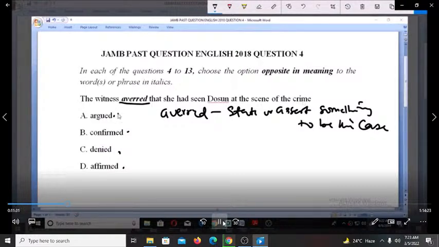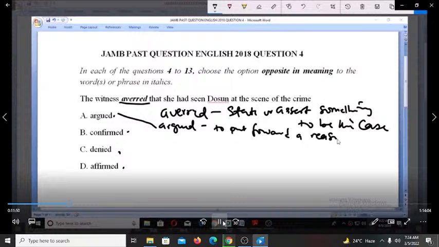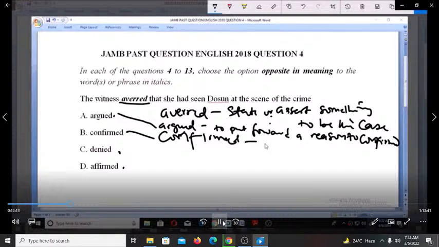So argue, what is the meaning of argue? Argue simply means to put forward a reason or reasons to confirm a case. So you can see that this and this are the same thing. Now, what of confirm? Confirm means to state that something is true. So all these are having similar meaning.